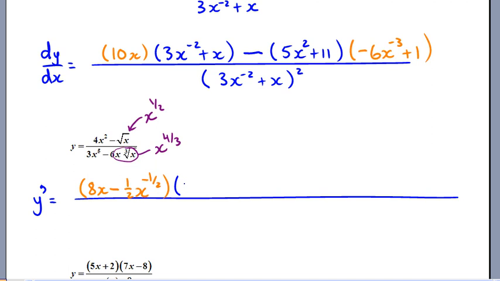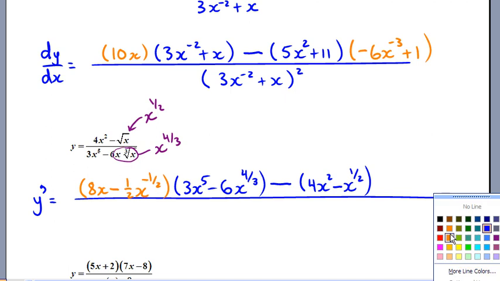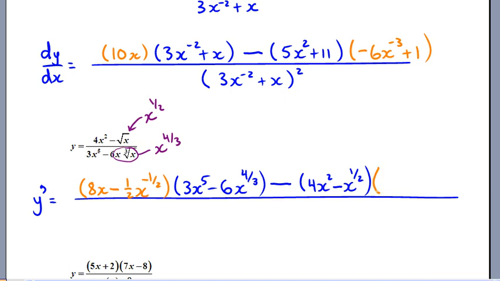Multiply that by the denominator left alone. Okay, we're getting there. Now, subtract, because it's a quotient. Leave the top, so we'll go 4x squared minus x to the 1/2. And now the derivative of the bottom. Well, a couple of terms in there, but for sums and differences, you can go term by term. They're a lot nicer than products and quotients.